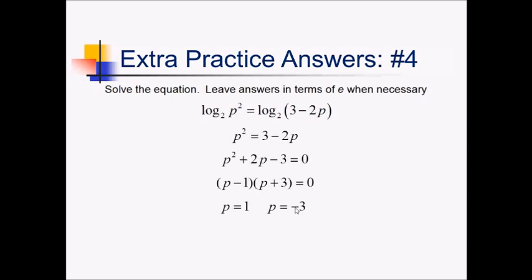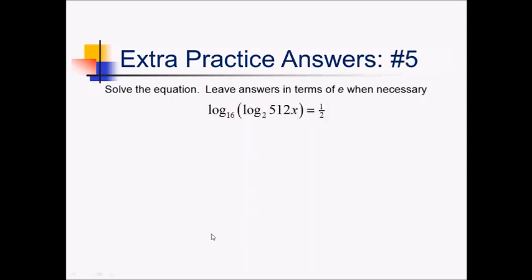If I plug in negative 3, p squared is going to be a positive in there. Over here, I'm going to be doing 3 minus a negative, so that also is just fine. So these both work, giving me two different answers. On this problem, I've got a log inside a log. This is craziness here. But we're just going to tackle this the same way we would any log problem. Just raise the base to both sides and keep doing that until we run out of logs.